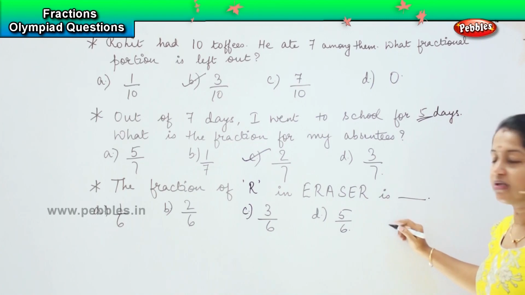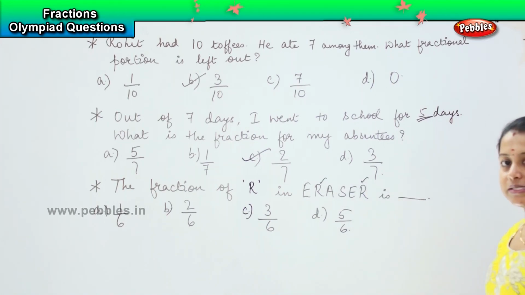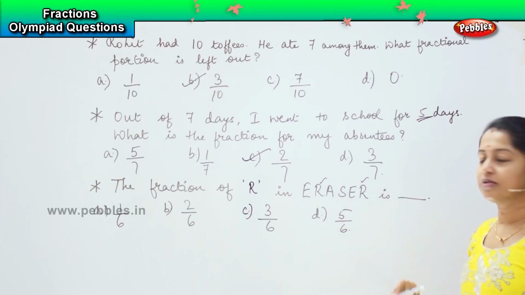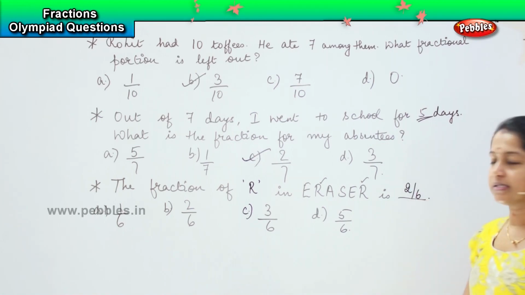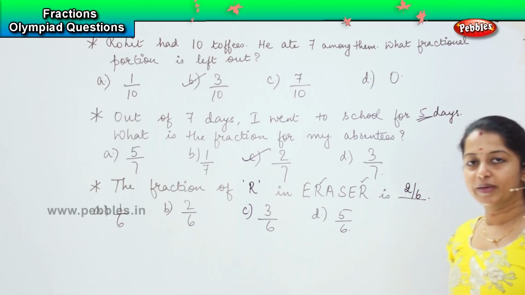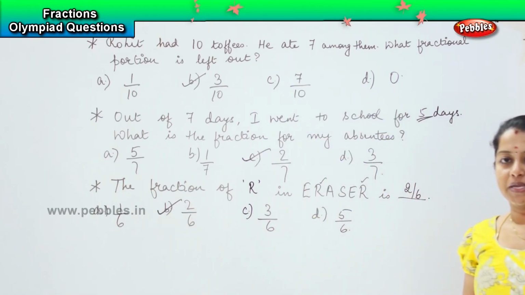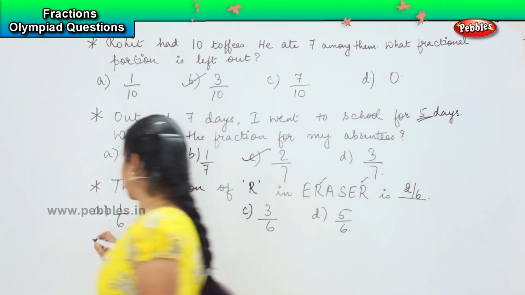So you have to find the fraction of letter R. How many R's are there, children, here? 1 and 2. And totally what is the strength of the letters? 1, 2, 3, 4, 5, 6. So what will be the answer? It should be 2 by 6. Right. So where can you find 2 by 6? Good. It is option B. Clear? One more question for you.